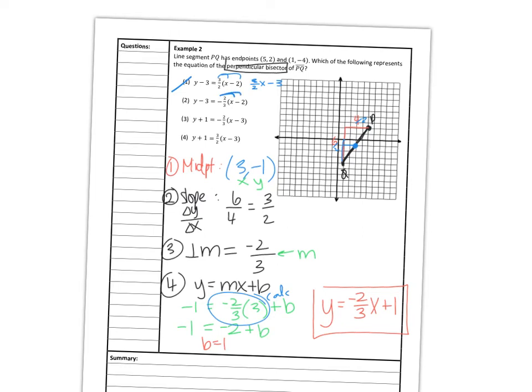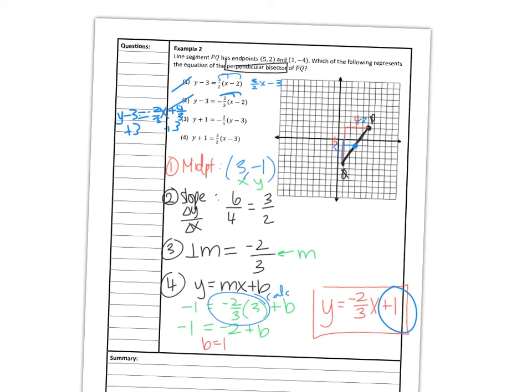Choice 2 could potentially be valid, so I'm going to work that one out real quick. We've got y minus 3 equals negative 2/3 x, and then it would be plus 4/3. If I add 3 to both sides, 4/3 plus 3 won't give me the positive 1 that I need, so choice 2 is gone.